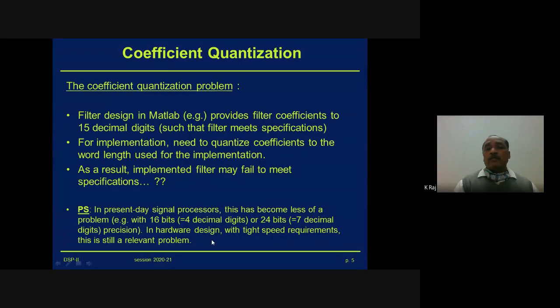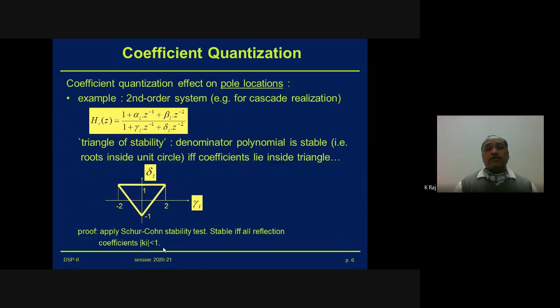But in hardware design, with tight speed requirements, this is still a relevant problem. During design and implementation, we have to use the triangle of stability to decide whether the quantized filter is in the range of stability or outside of it. As we know, the range of stability is decided by the triangle of stability.